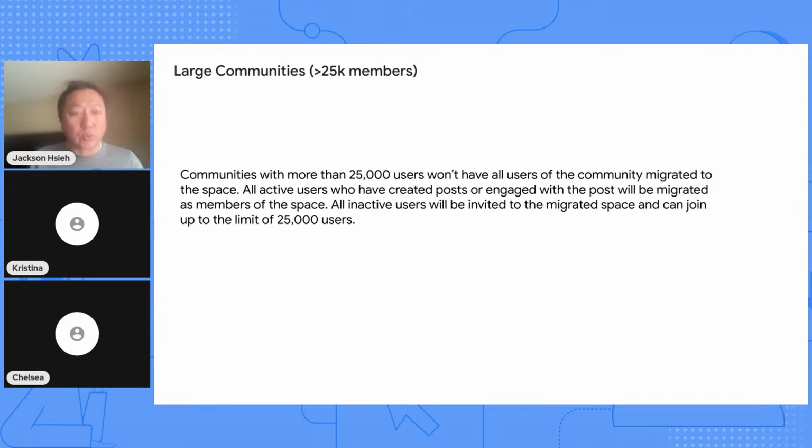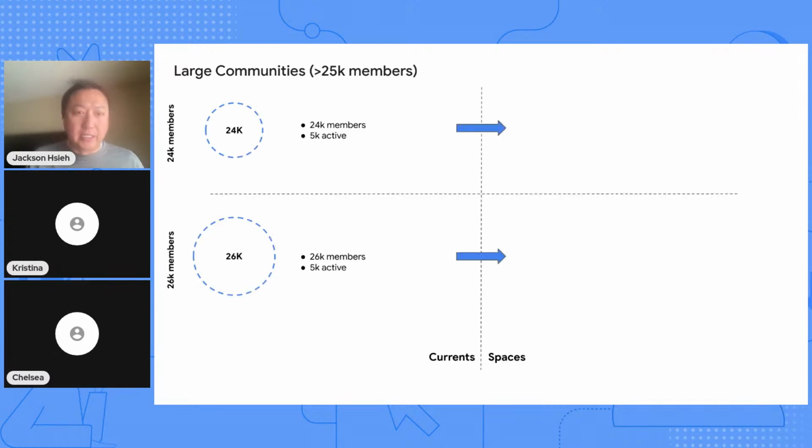So if you have something over 25K, only the active users will be migrated first. And how do we deem them active users? Well, users who have created posts or engaged with posts are what we deem active, and they will be the ones migrated first. For all inactive users, we will send an email invite where they can join the space, all the way up until they hit that 25K limit. And I know that's a lot of words, so we prepared this slide to highlight this.